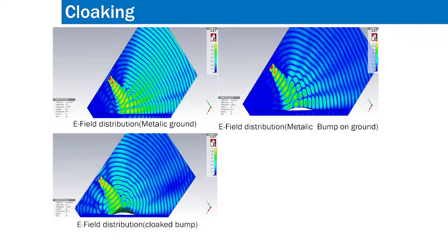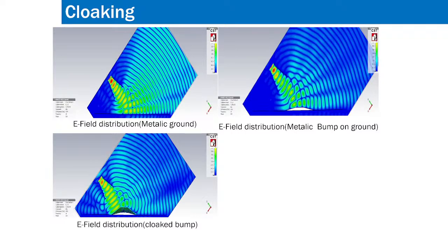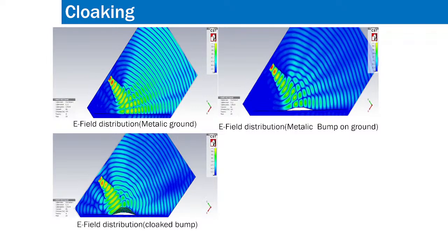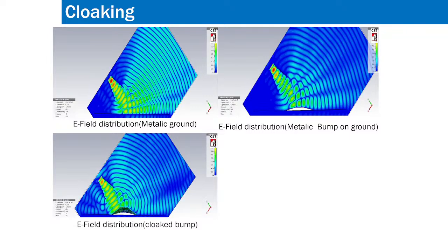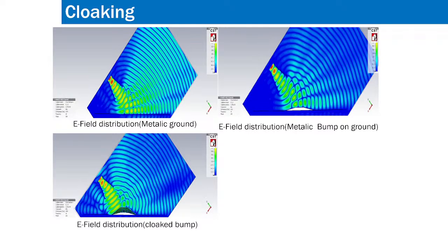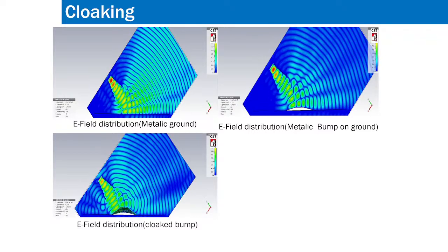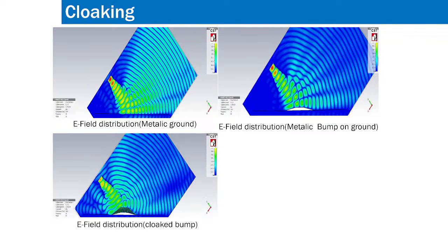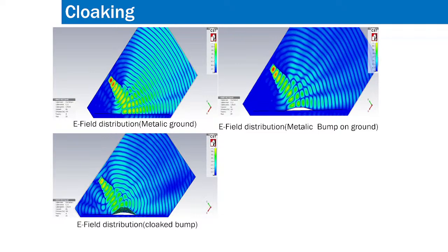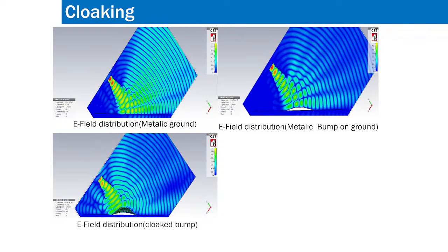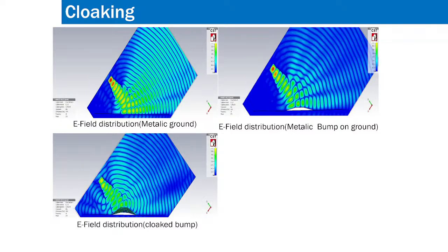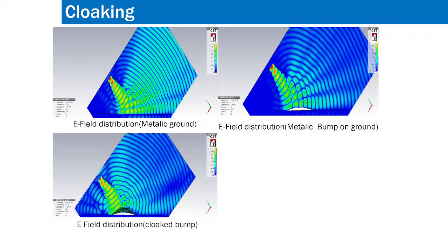Then on the ground plane we create a bump, a metallic bump, and other parts remain the same. Look at the reflected wave. The reflected wave changes, it divides into many reflected waves as if it is coming from different sources instead of one source. Now in the bottom figure, you see the same thing, but on the bump, we have put double negative material or negative refractive index material appropriately designed.